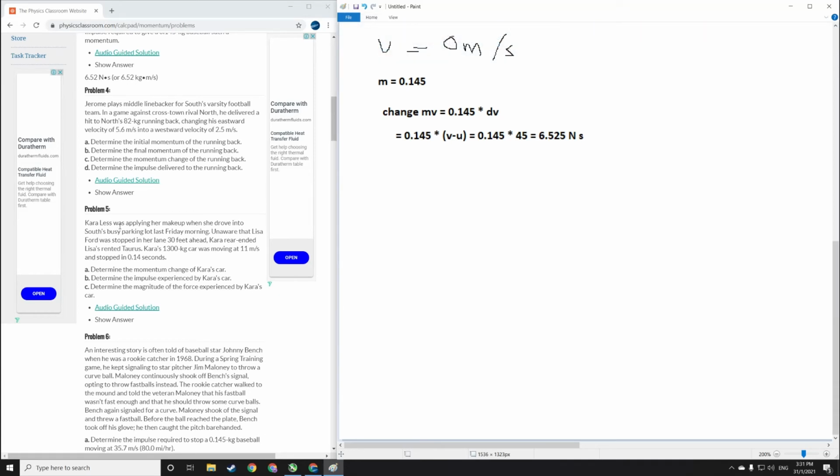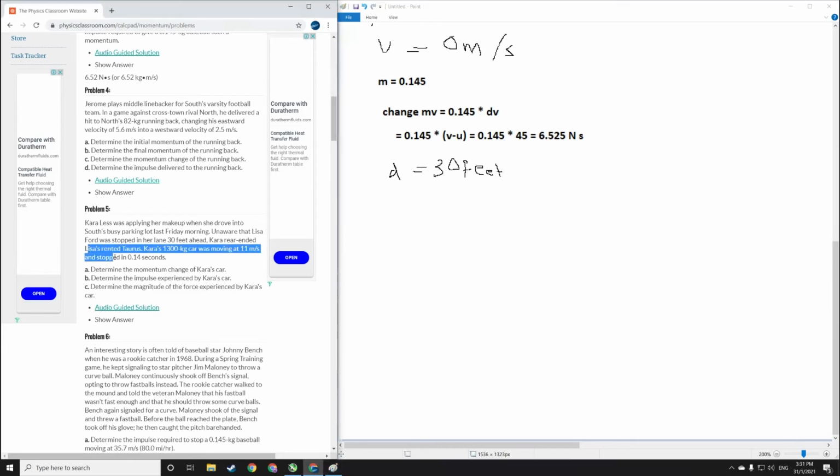So Kara Les was applying her makeup when she drove into South's busy parking lot. Pathetic, Kara. Unaware that blah blah blah, stopped in her lane 30 feet ahead. Okay, so we should probably write that down. So our D equals 30 feet. And yeah, apologies for imperial measurements. I didn't make these questions.